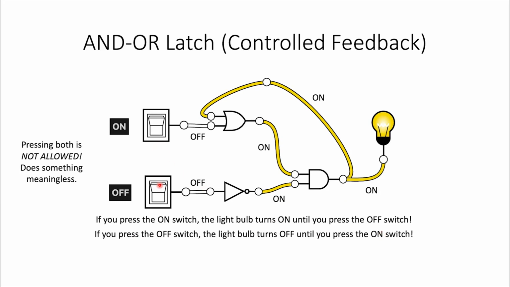Pressing both of these is not allowed, because it does something meaningless. Conceptually, you can think of this as turning the switch both on and off at the same time. If you actually did turn these on and off, then something would happen to this light bulb, and I can't remember exactly which output you get, but whatever it is, it doesn't actually matter, because it's a meaningless operation, and in practice, if you wanted to create a circuit like this, you would never turn both of these switches on at the same time.